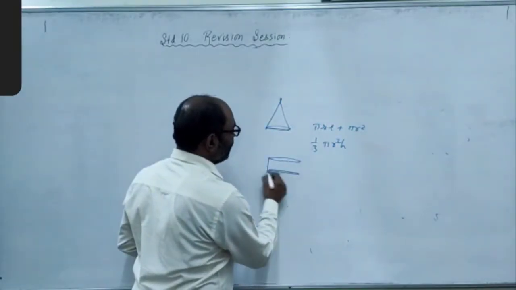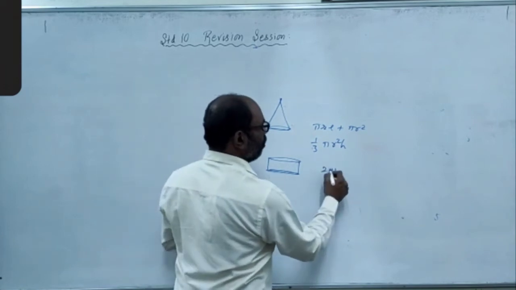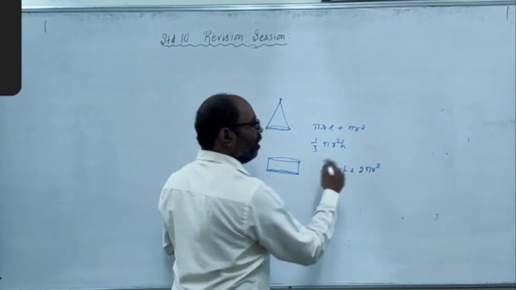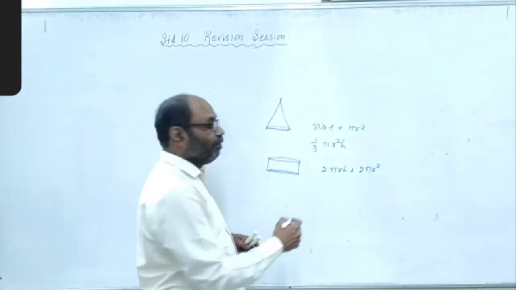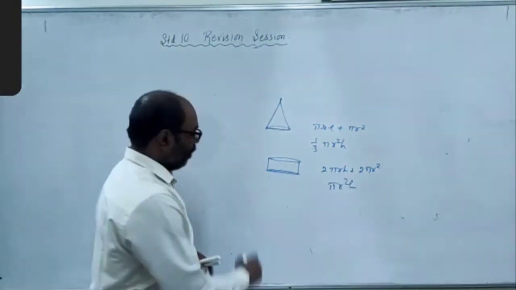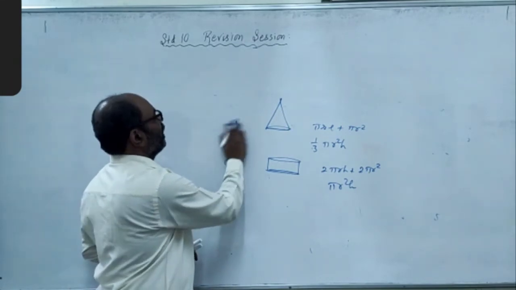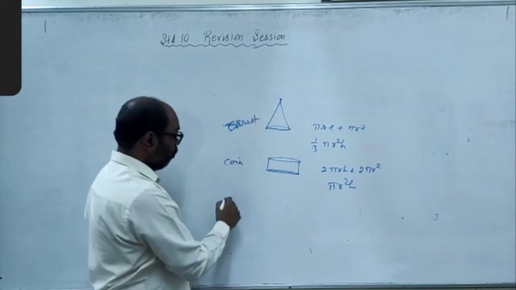What is the formula to find total surface area of coin? The coin is cylindrical. So total surface area पहले कितना होगा? 2πrh plus top bottom 2 times πr². कॉमन निकाल सकते हैं. और कॉइन का वॉल्यूम ढूंढने की फॉर्मूला क्या है? πr²h. This is coin. This is jokers.